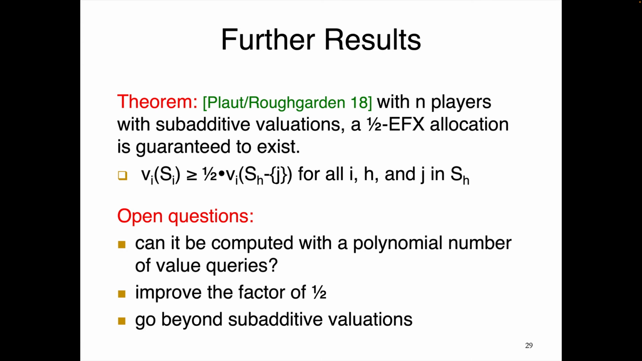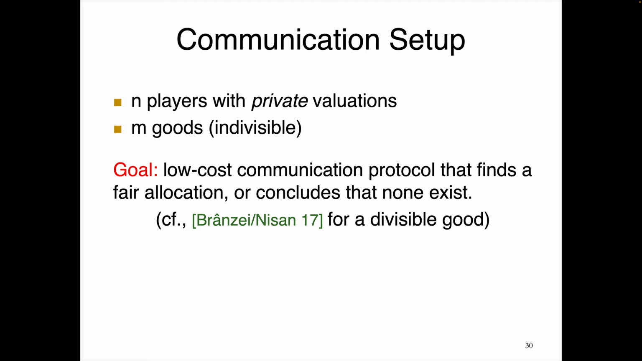Okay. Great. So I want to mention a little bit about the work we've been doing in the communication model. Previously we were just thinking about all of the valuations as being known and out there. In the communication setup, we think of the valuations as being private inputs. Each of the players knows their valuation up front, has no a priori knowledge about anybody else's valuation. We're looking for a communication protocol by which the players can send bits around, and ideally at the end of the protocol, they've all identified a fair allocation, or perhaps figured out that no fair allocations exist.